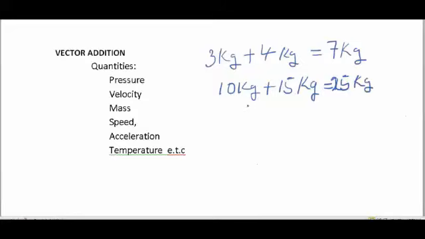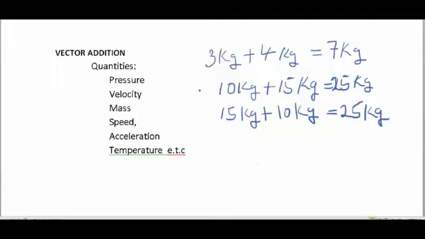The answer is independent of who comes first, whether we put 15 first, plus 10, because this is arithmetically correct. So this kind of physical quantities are normally called scalar quantities because once the value is stated, you have full meaning. You can derive full meaning from the values.